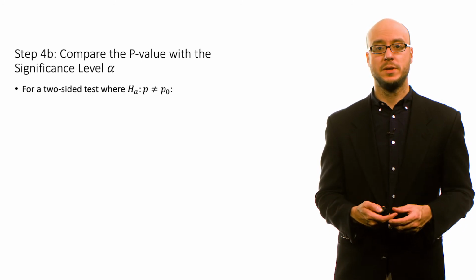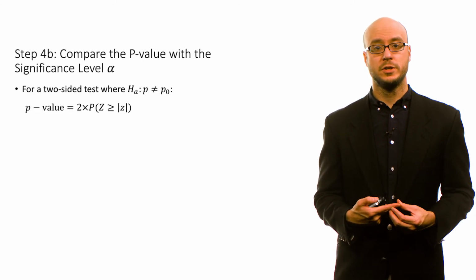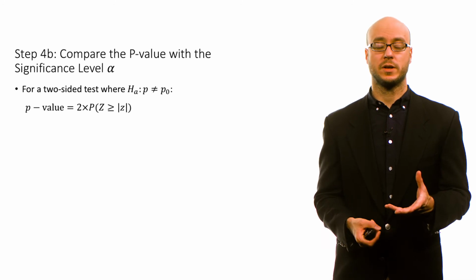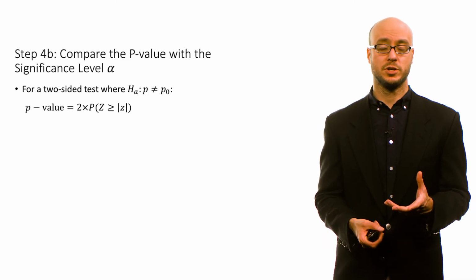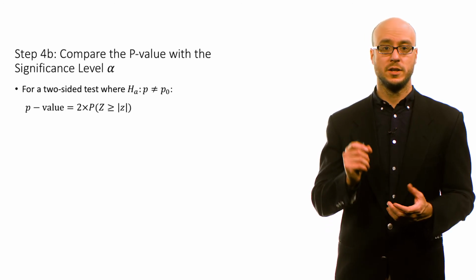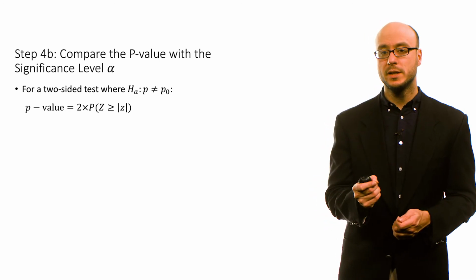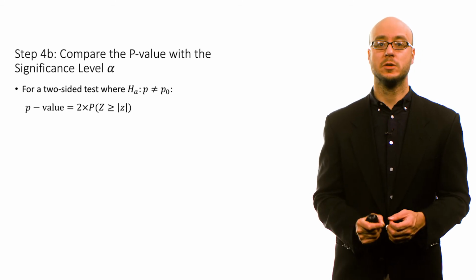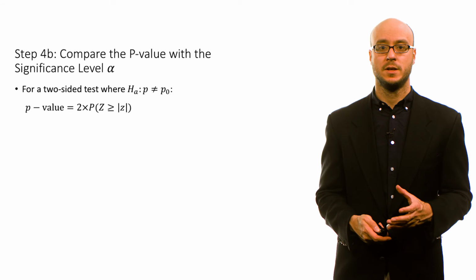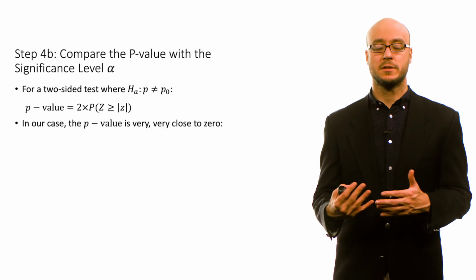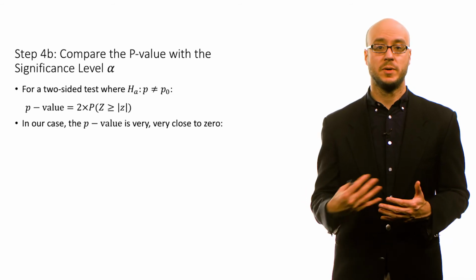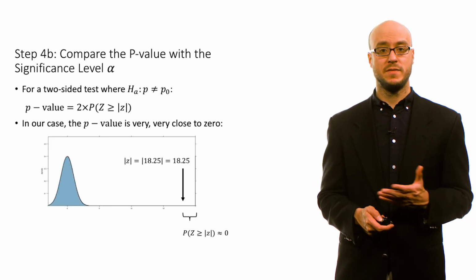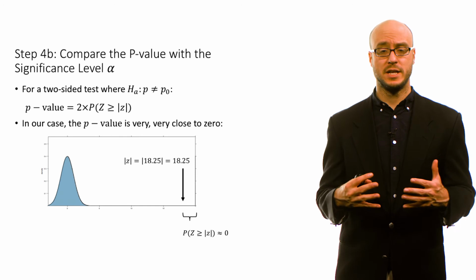We can also calculate a p-value, a probability value. For a two-sided test in which the alternative is that the population proportion does not equal the claimed value under the null, the p-value is simply the probability of obtaining a z-test statistic greater than or equal to the one we obtained in absolute value, multiplied by 2. We multiply by 2 because we're interested in extreme test statistics that are very positive or extremely negative. In our case, the p-value is very close to 0, and we can visualize this.